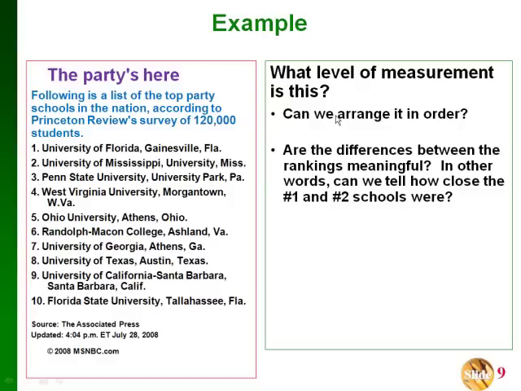And the question we want to ask for the level of measurement is, first of all, can we arrange this in order? Well, yes, we can. It already is arranged in order. The next question we would ask is, are the differences between the rankings meaningful? In other words, can we tell a point difference between the number 1 and number 2 schools? Or is it possible that they were very close together, or is it possible that they were fairly far apart? Well, we don't have any idea in this case. All we have is the rankings.